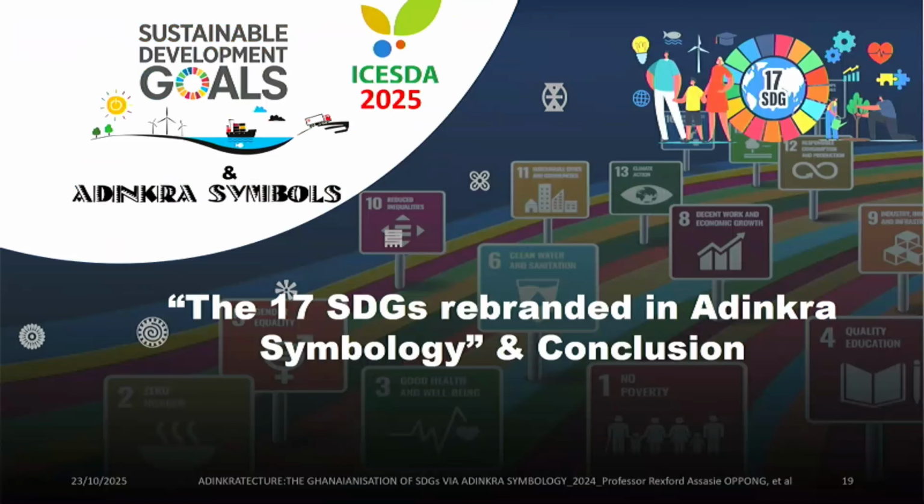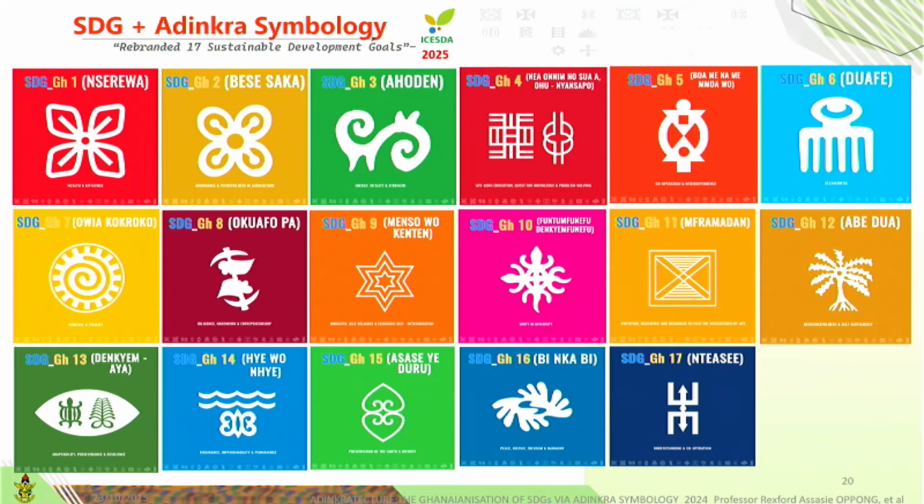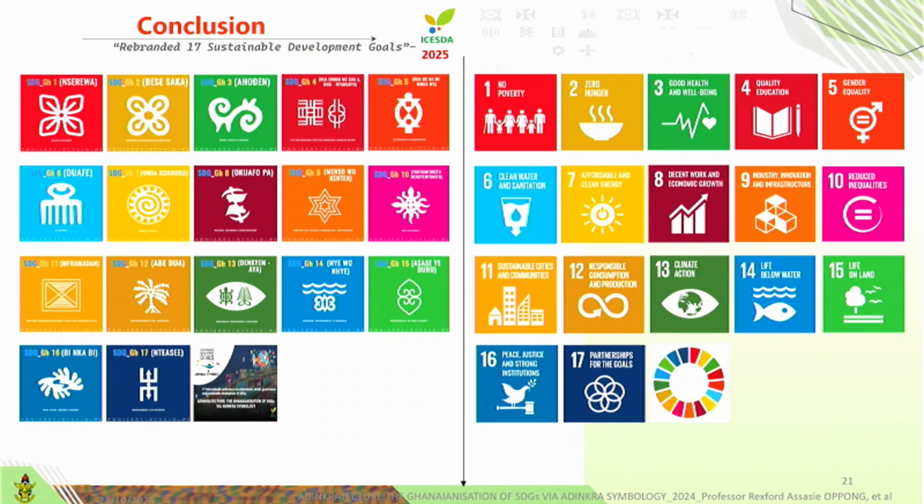So, in conclusion, we put all these 17 Adinkra symbology vis-a-vis the SDG symbology. And this is our version of the SDGs for Ghana. From the Adinkra symbology all the way from the Nsroma to the Ntiaseɛ. And this is quite beautiful, if I might say so. Comparing it to what on your right-hand side is the icons used by the United Nations. And on the left side is what Ghana has.